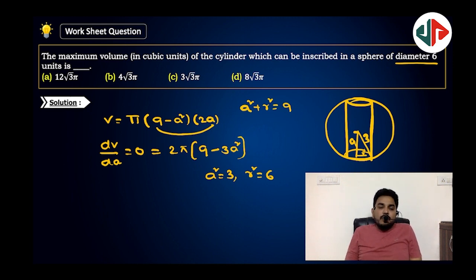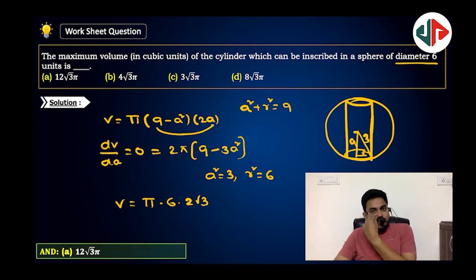What is the volume? Volume is equal to pi into 6 into 2A, which is 2 root 3. So the answer is equal to 12 root 3 pi.